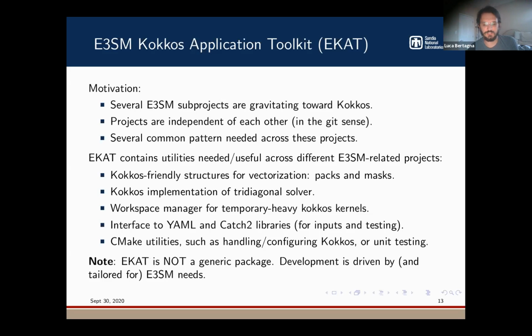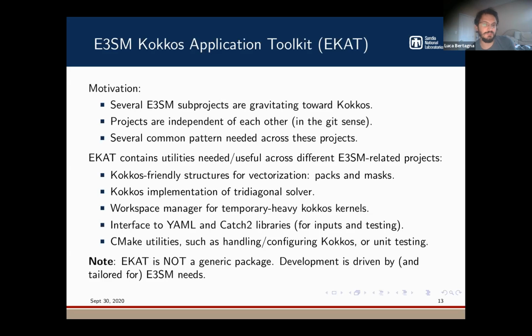So anyway, what is EKAT? EKAT is a collection of utilities, mostly related to Kokkos, that may be useful or needed across different E3SM related projects. We're currently using it in Scream to provide a few important data structure and algorithmic capabilities. The motivation is that several E3SM subprojects are gravitating towards use of Kokkos, either fully committed or at least exploring the possibility.